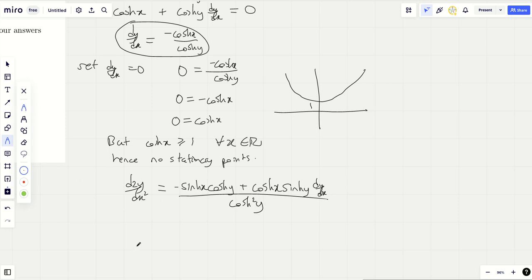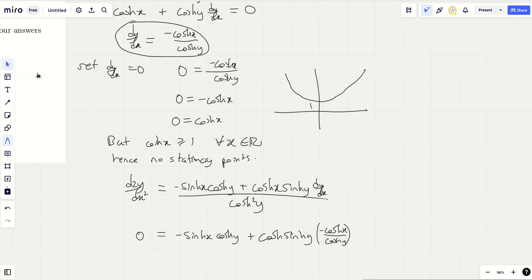Now, we're going to set this equal to 0, and straight away, I hope you don't mind me just ignoring the cos squared y here. What I am going to have to do, though, is replace dy by dx with what it is, which is minus cos x over cos y. So I'm going to have minus sin x cos y plus cos x sin y, and then times by minus cos x over cos y.